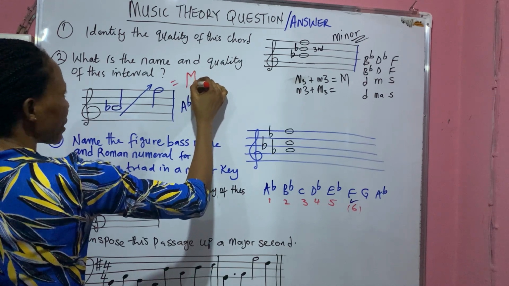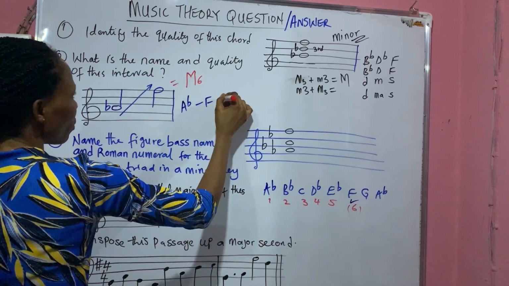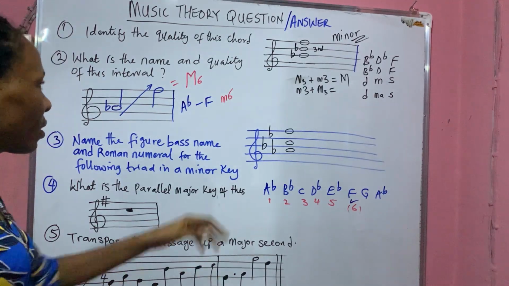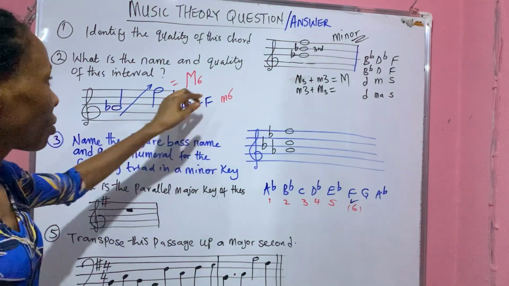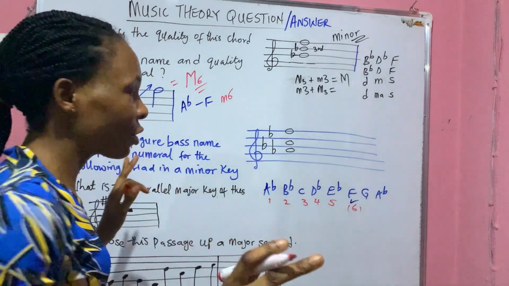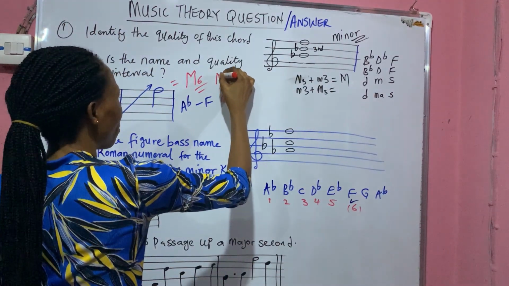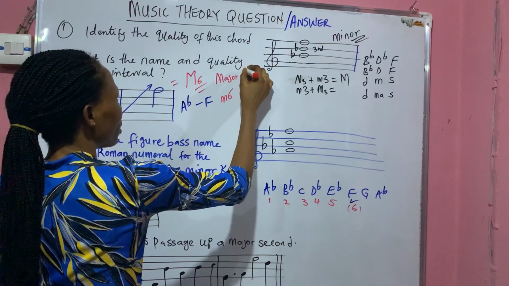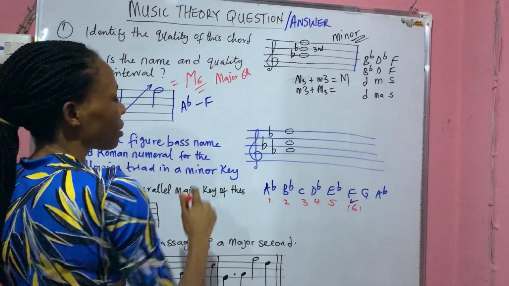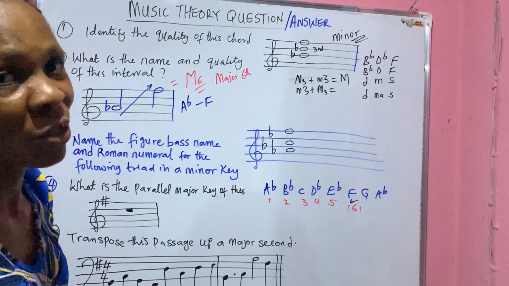See how I'm writing my major 6. If you write it like this, you'll be marked wrong, because this means minor 6. So, to cut the long story short, just write a normal major 6th. Do you get it?